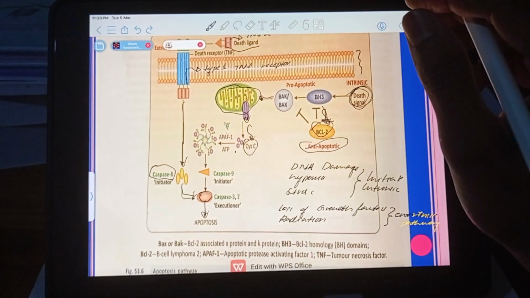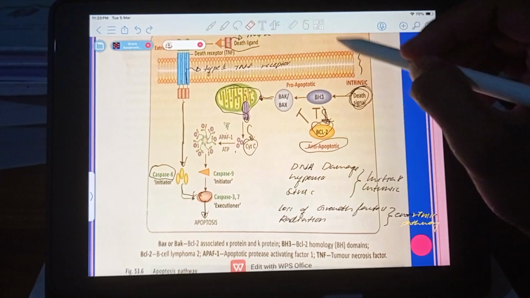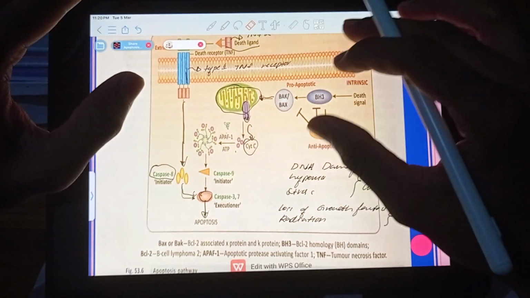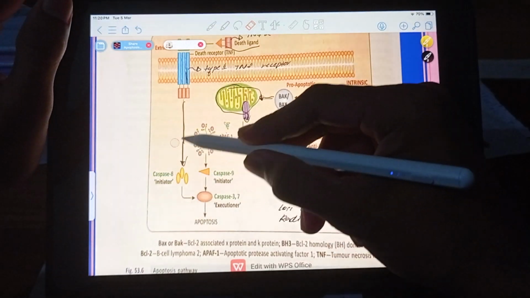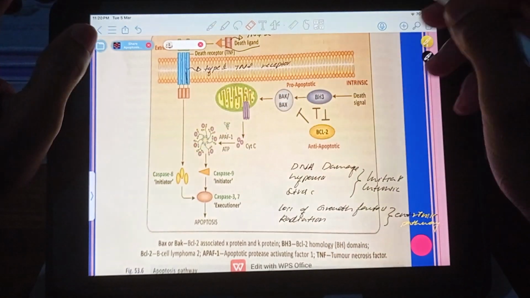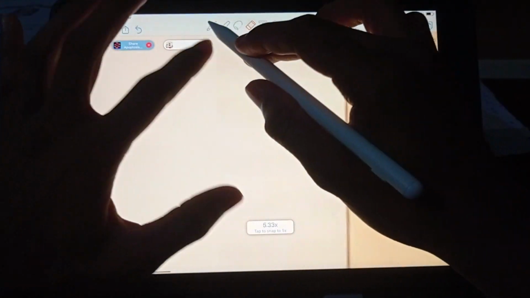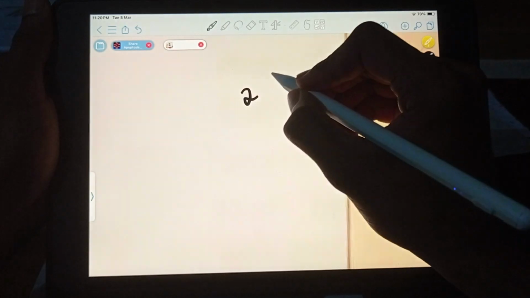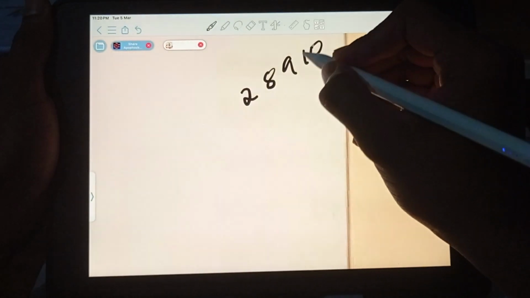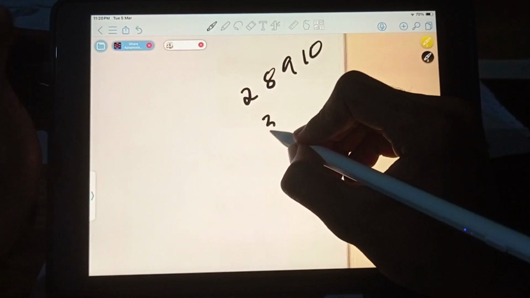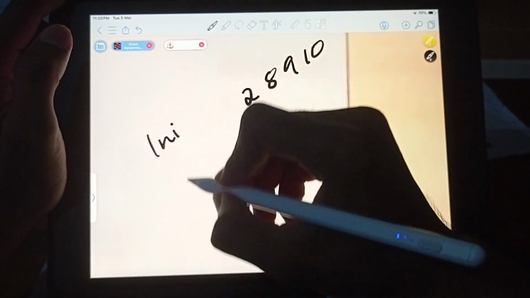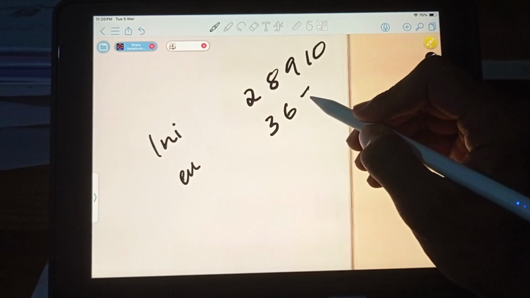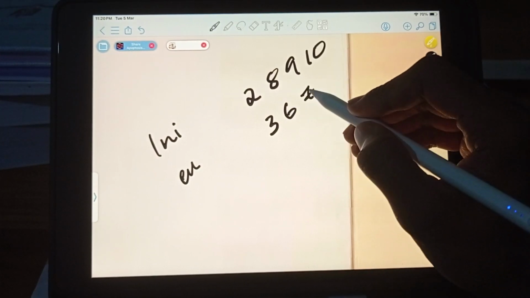Okay, then apoptosis occurs. So the code to remember the initiator and execution caspase, this is the basic thing that you have to understand. Okay, I will give you a code to remember that. Actually the initiator caspases are 2, 8, 9, 10, and the execution is 3. Execution means 3. So 3 into 6 is 6, plus 1, 7. This is the code.